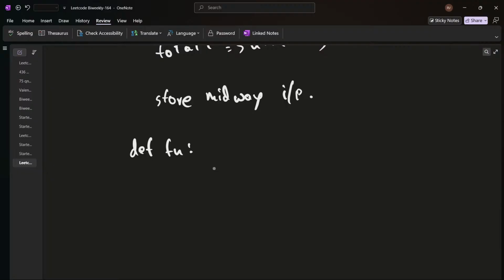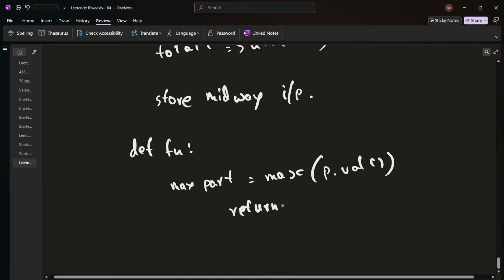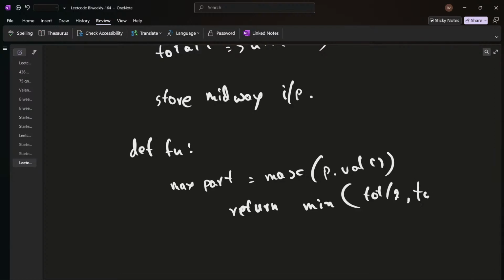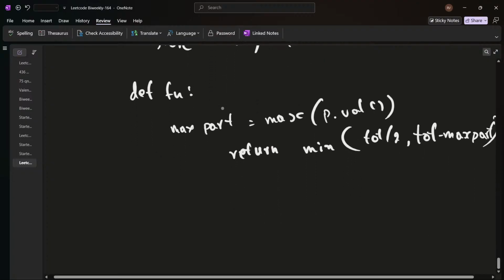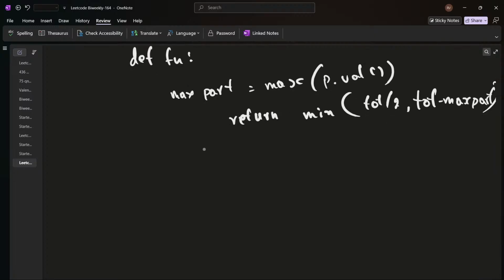Here what I'll do is I'll take max part and I'll maximize the part values. Max part values, max of part dot values. Return, I'll return what? Minimum of total by 2, comma, total minus max part. I had given this formula, minimum of internal formula. This is that formula. Now for computing internal pairs, we'll compute the internal pairs.